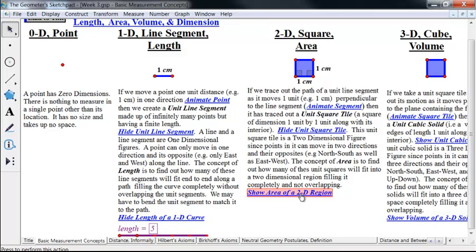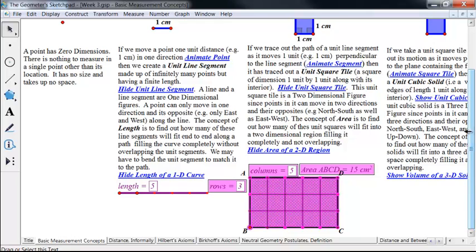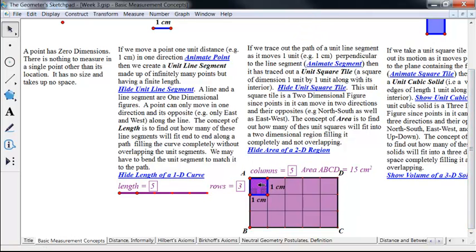And so what if we want to find an area of something like this? Then the idea is, whereas over here it was placing unit lengths end to end, here it's placing unit tiles. And we take these tiles and we tile the area. And so area is found by counting how many of these little tiles will fit on this region.